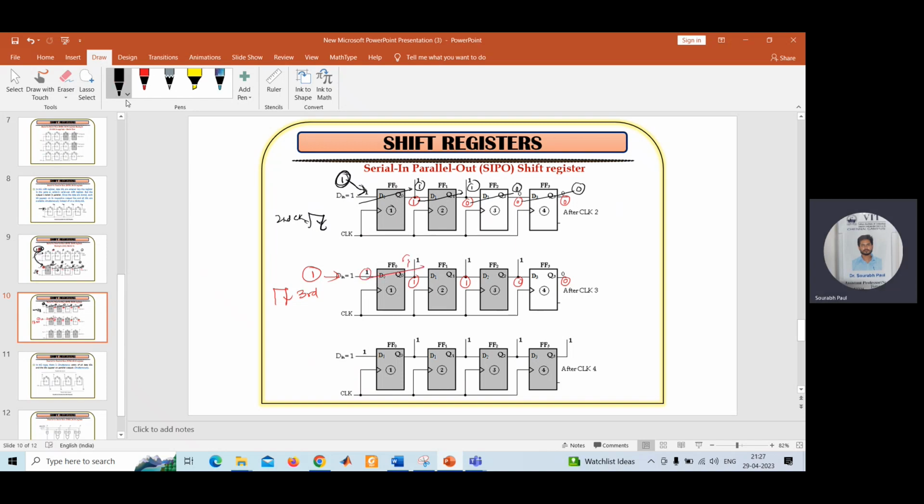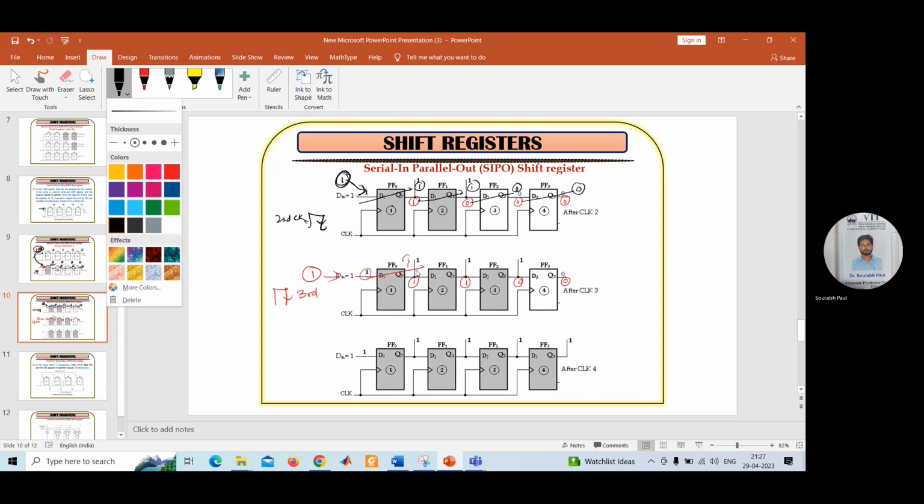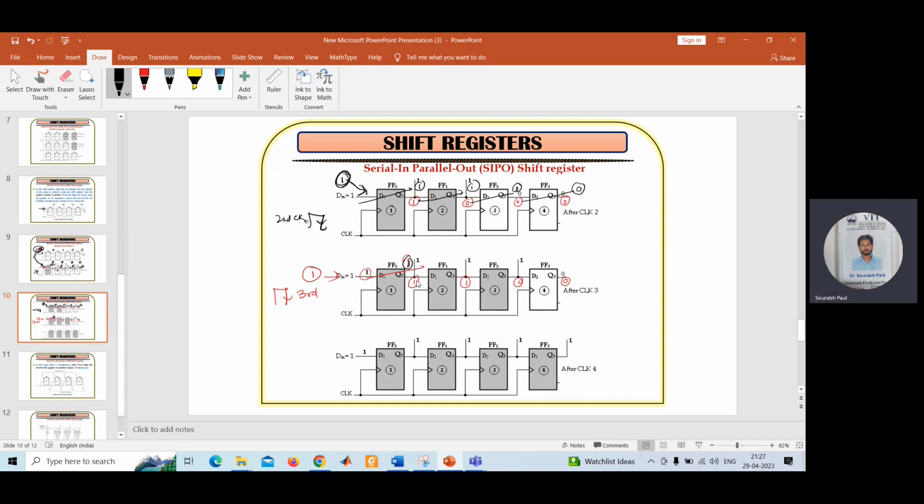So let me use the black color again. This one you will get in the second stage. This one you will get in the third stage. This 0 you will get in the third stage. Okay. So what does it mean? After applying the third clock, you are having this output of 1, 1, 1 and it is 0. So it means still you didn't get the entire thing. You didn't get 1, 1, 1, 1.